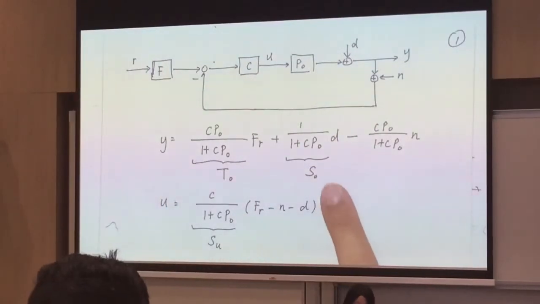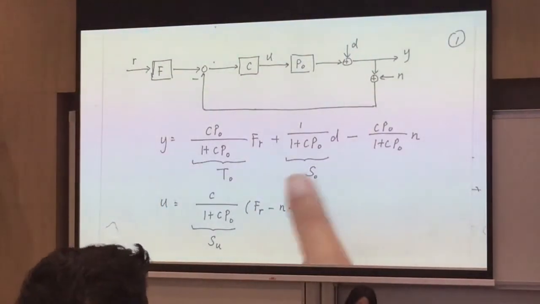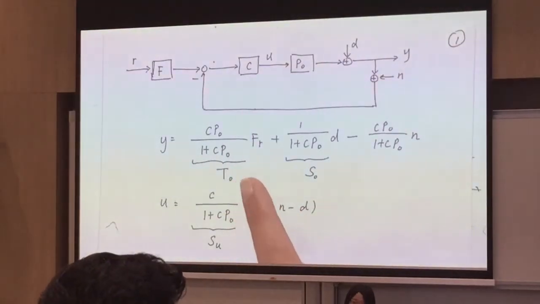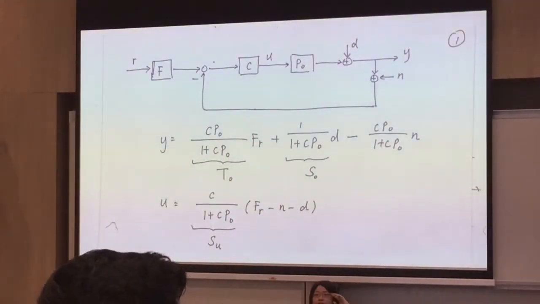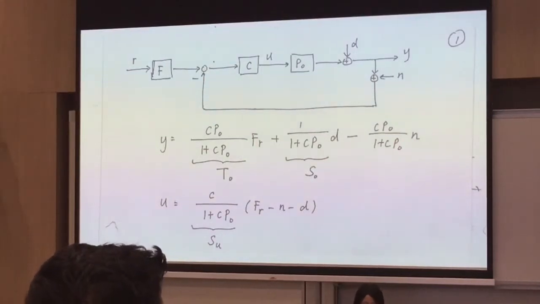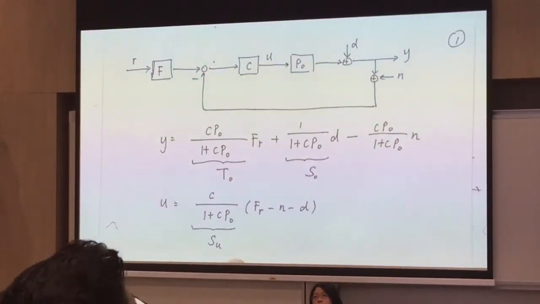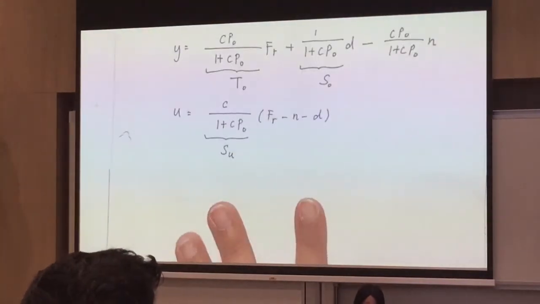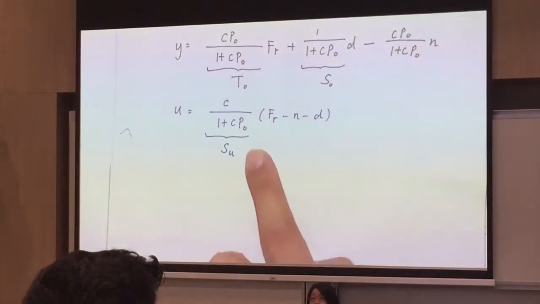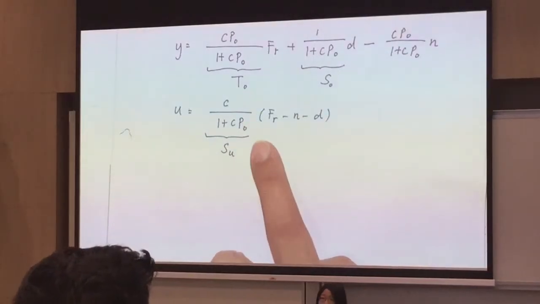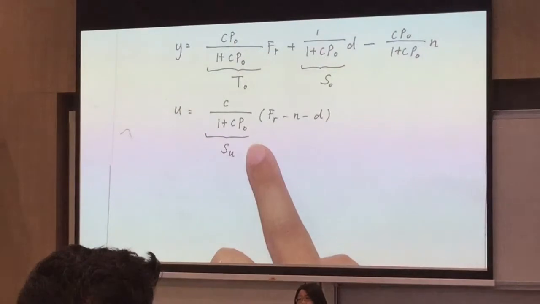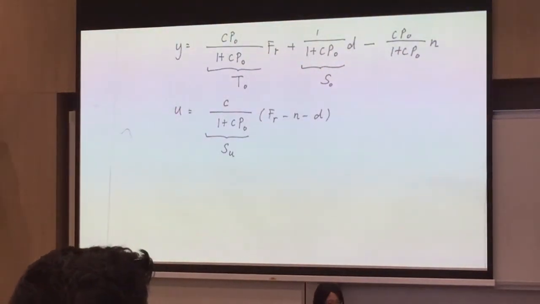So, how does disturbance relate to output? It's through the sensitivity function S. How do measurement noise and reference relate to output? It's through the complementary sensitivity T. Last lecture, we added another sensitivity function, the control sensitivity function. And for very large gains, if you have very large CP, you know that S is inversely proportional to it, and then you can come up with a lot of relationships.